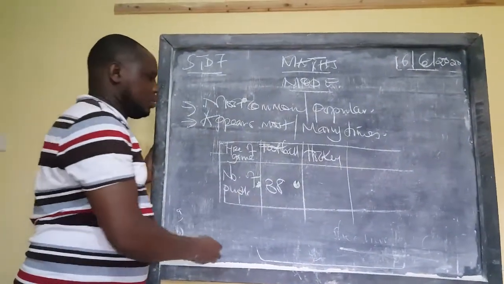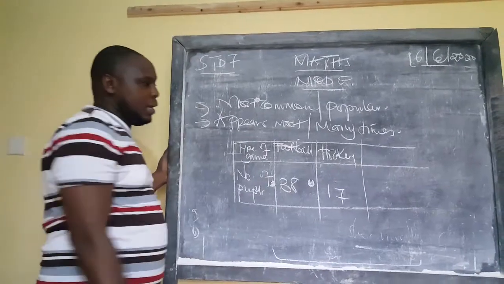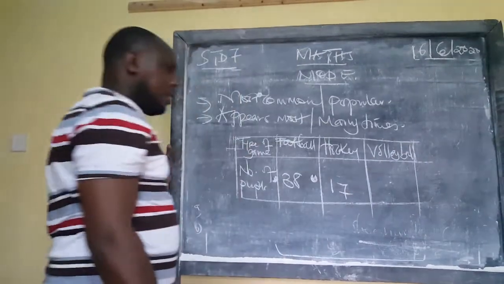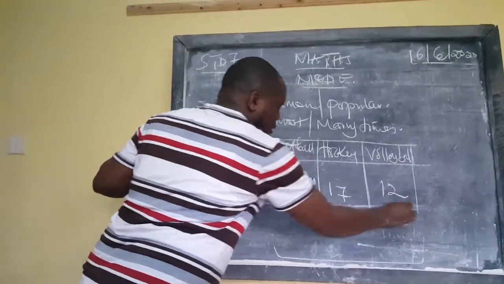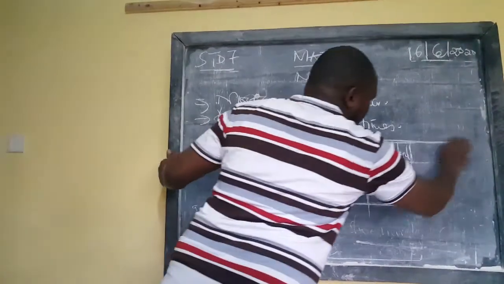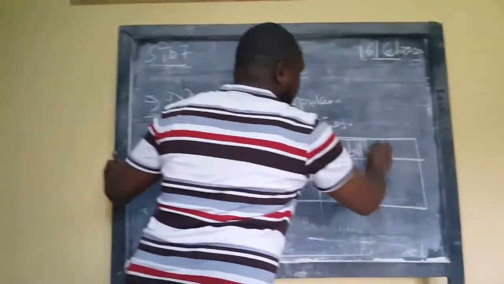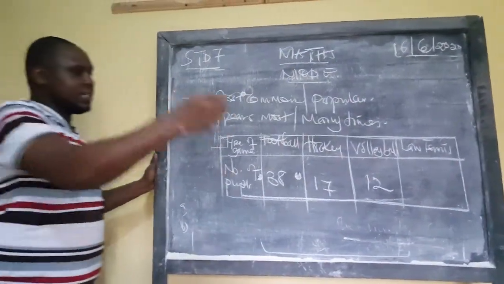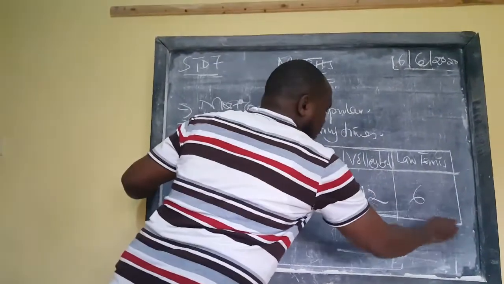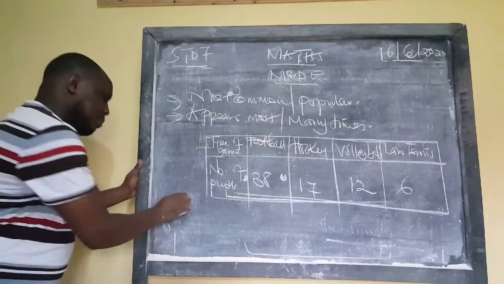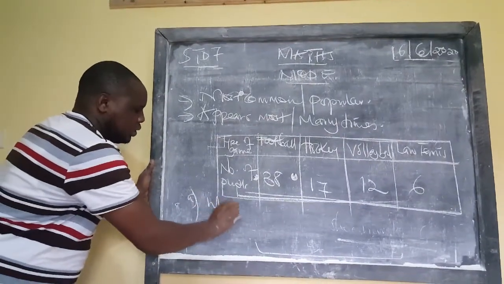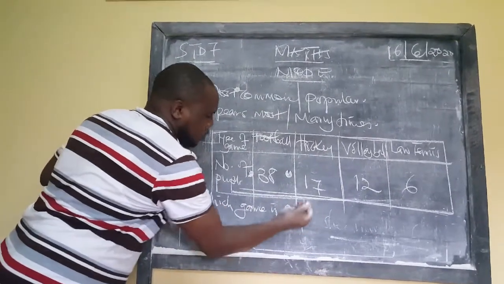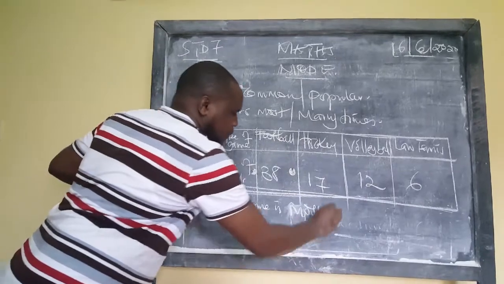Then hockey, of course, very soon we shall introduce hockey in our school. If you like it now, you do. So 17 pupils are playing hockey. Then we have volleyball, which many of you like but you don't know how to play it. Volleyball, we have 12 pupils playing in class 7. Then lastly, we have lawn tennis, where you are using that racket thing. So only 6 are playing lawn tennis. So question 1, A, which game is popular? It's most popular. Most popular.